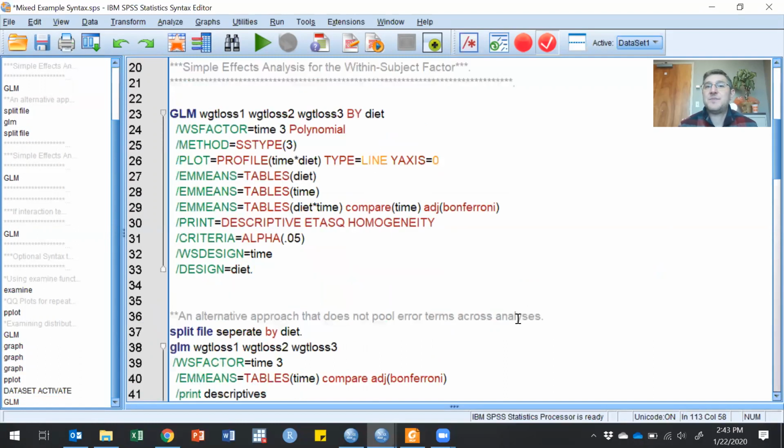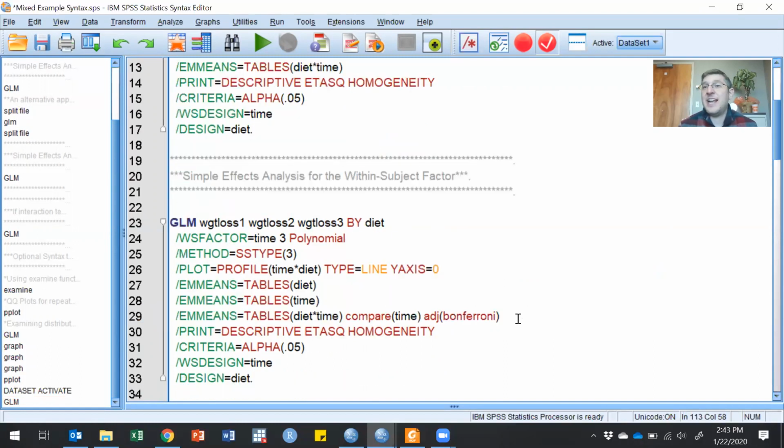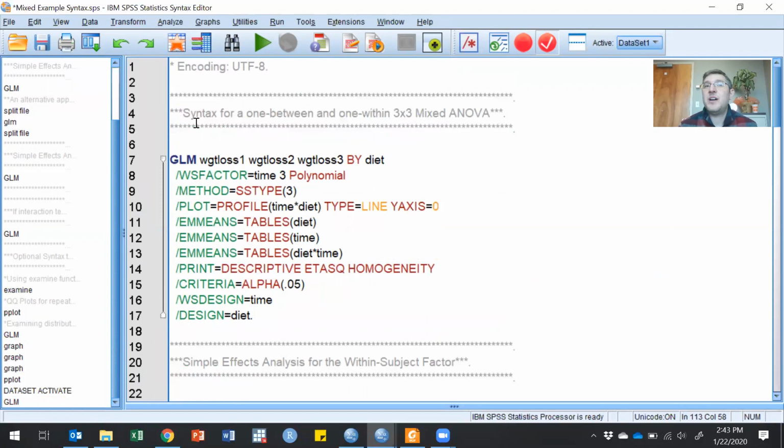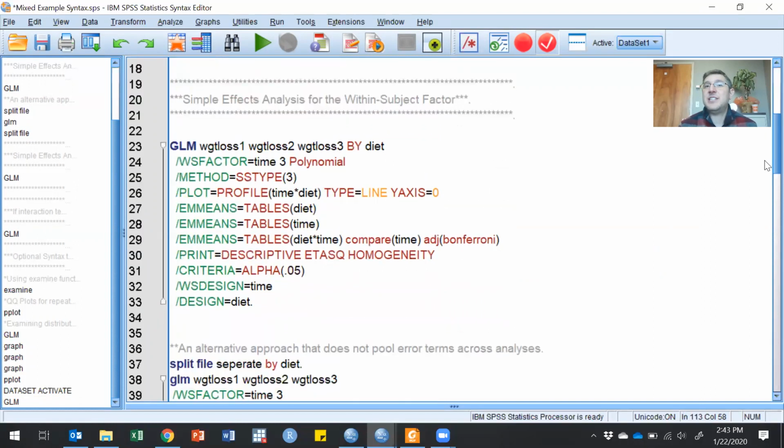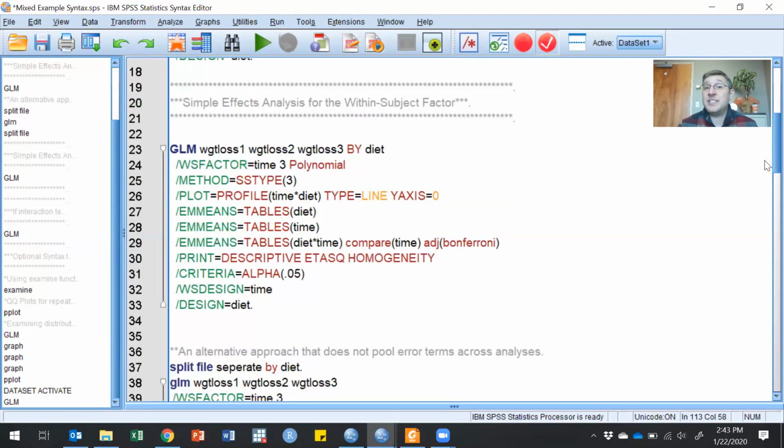If you look at my SPSS syntax file, I try to annotate this for you. Here's the syntax, just the basic descriptive syntax. Here's the simple effects analysis for the within-subject factor. So that's the factor we're putting in the compare. We want to compare time at each level of, at each diet program.